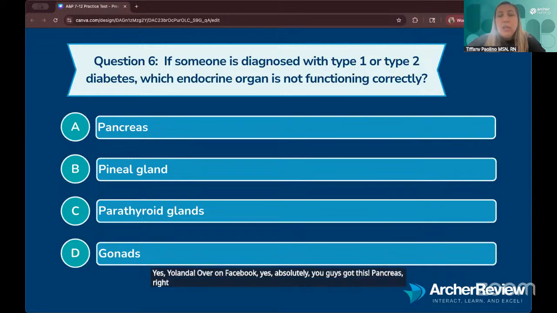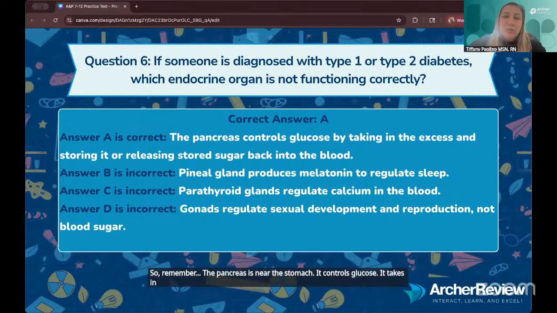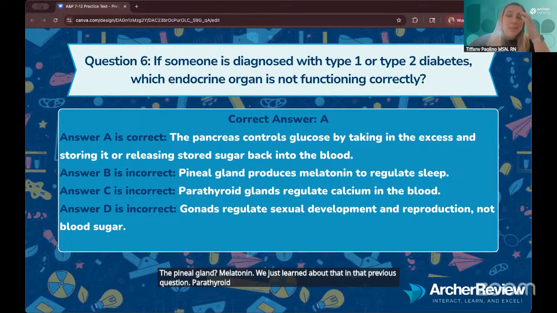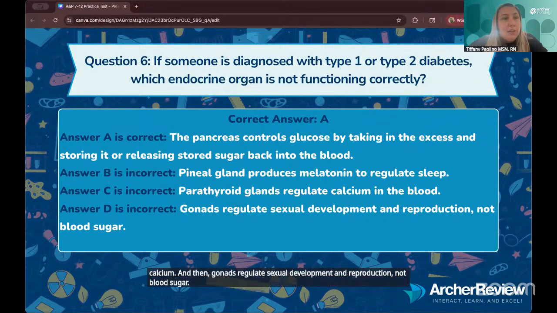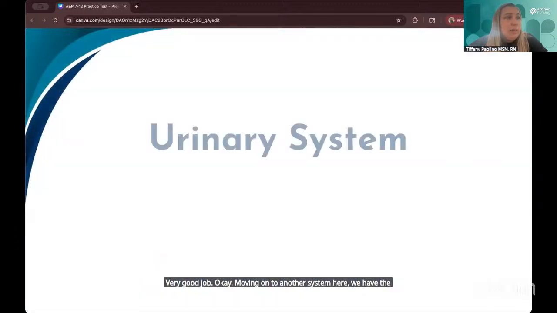Pancreas, right? So remember, the pancreas is near the stomach. It controls glucose. It takes in that excess glucose and it stores it or releases it back into the blood. So it's all about our sugar in our pancreas, right? The pineal gland, melatonin. We just learned about that in the previous question. Parathyroid gland, that's all about calcium. And then gonads regulate sexual development and reproduction, not blood sugar. Very good job. Okay, moving on to another system here, we have the urinary system.